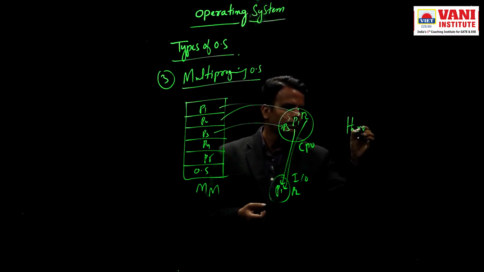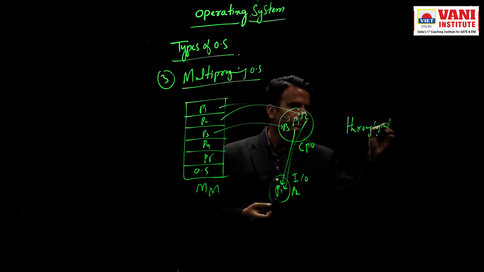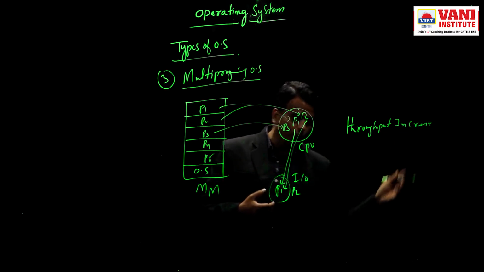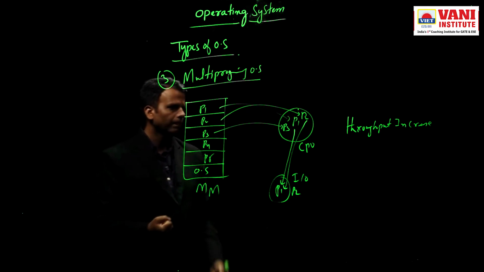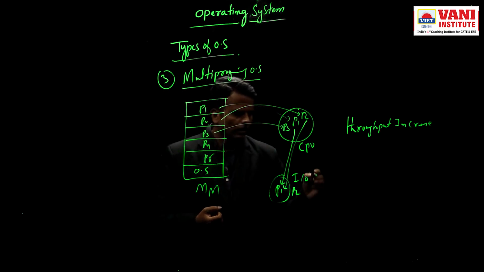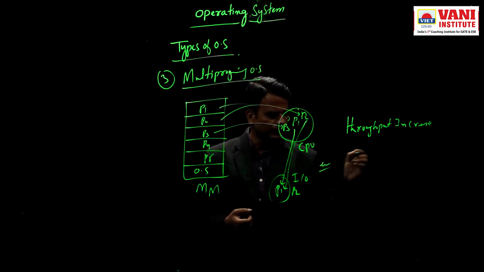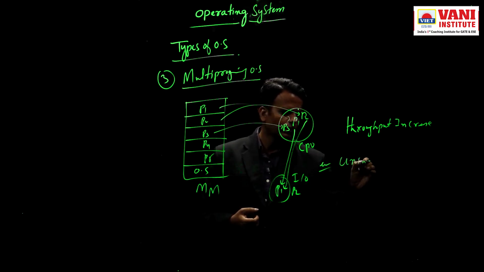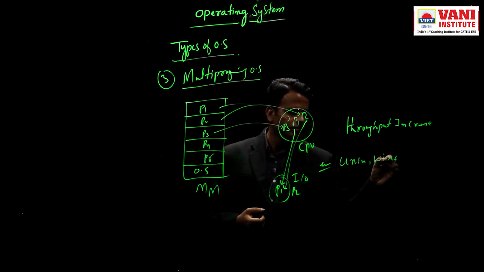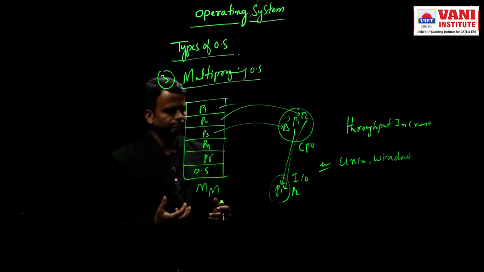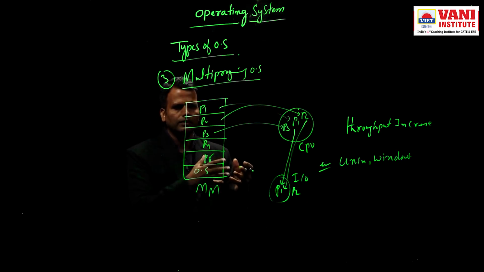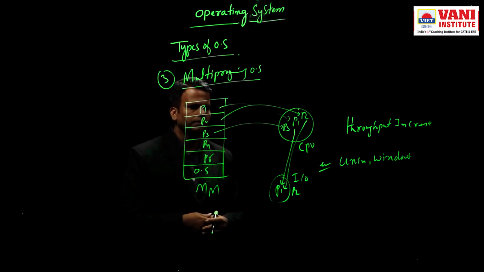Okay, so that means throughput increases. If throughput is increasing, what does that mean? The system will become more interactive. Now, examples of this operating system are Unix and Windows. So this is the advantage as compared with the previous two approaches.